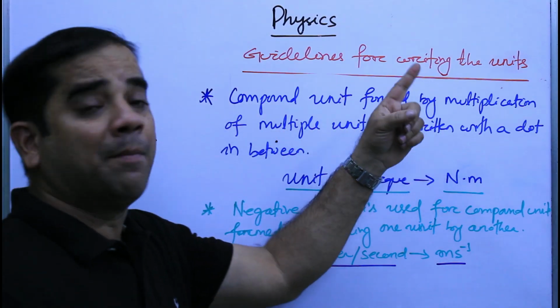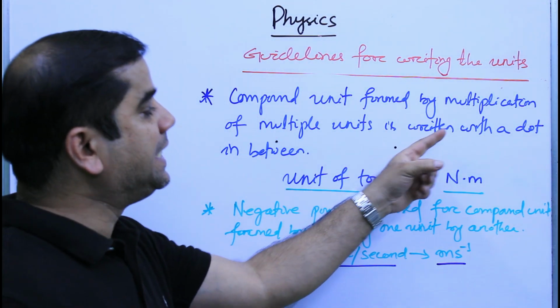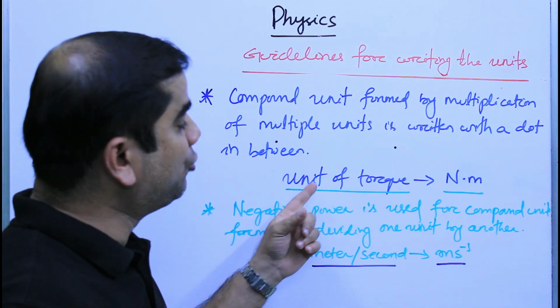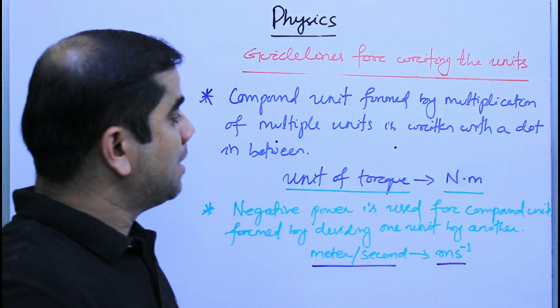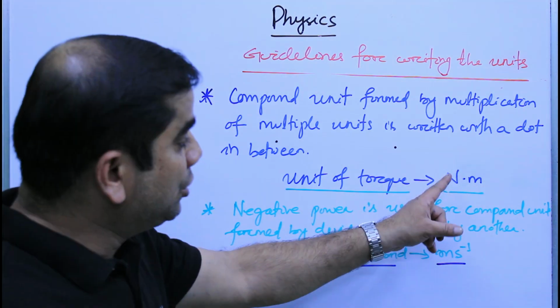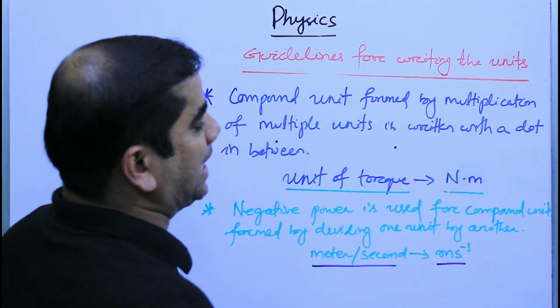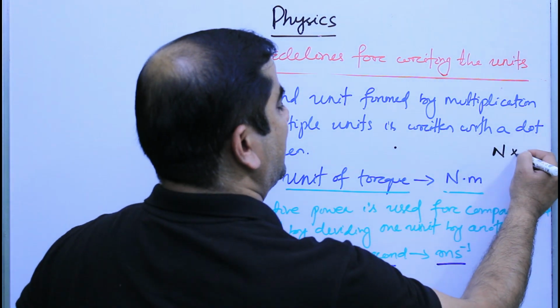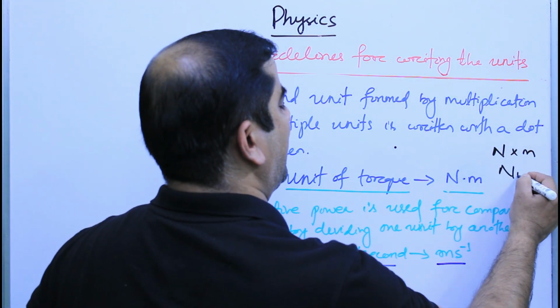A compound unit formed by multiplication of multiple units is written with a dot in between. For example, the unit of torque is newton meter, which is written as N capital, dot, m. Newton dot meter. We can write it as N·m or Nm.